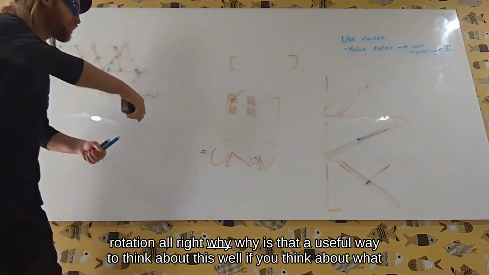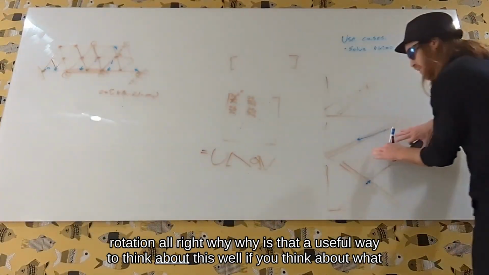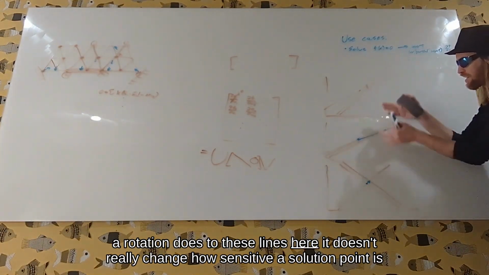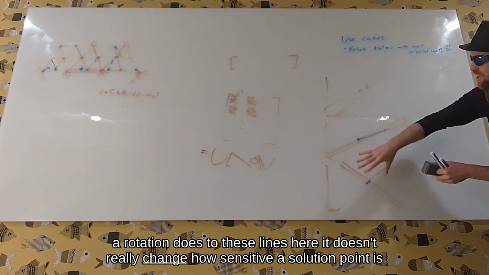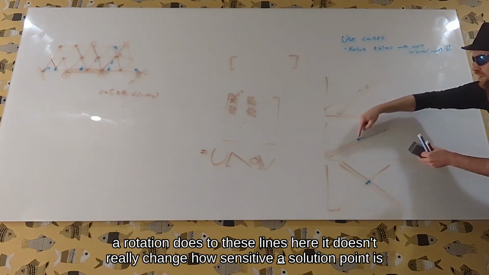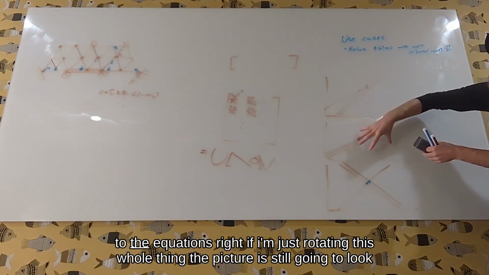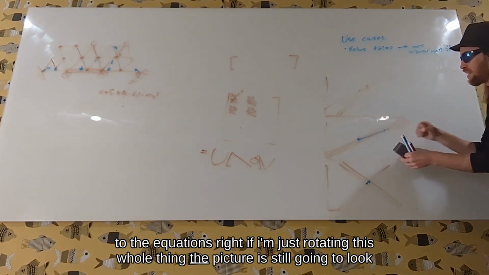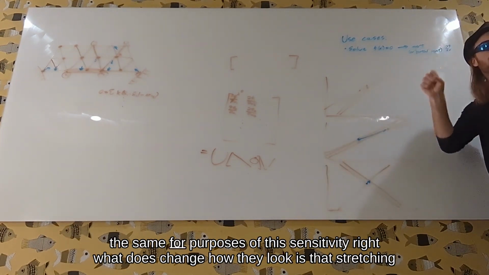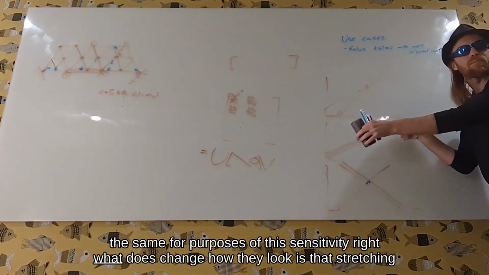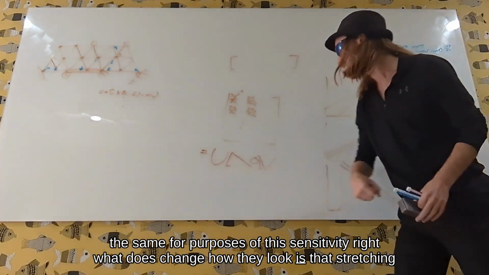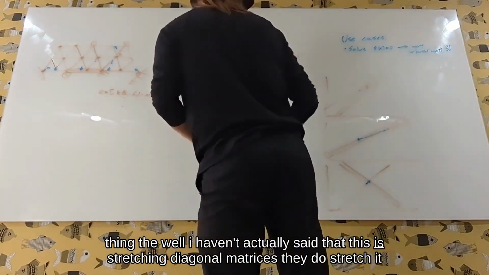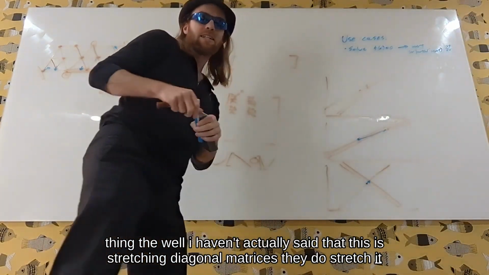All right. Why is that a useful way to think about this? Well, if you think about what a rotation does to these lines here, it doesn't really change how sensitive a solution point is to the equations, right? If I'm just rotating this whole thing, the picture is still going to look the same for purposes of this sensitivity, right? What does change how they look is that stretching thing. Well, I haven't actually said that this is stretching. Diagonal matrices, they do stretching.